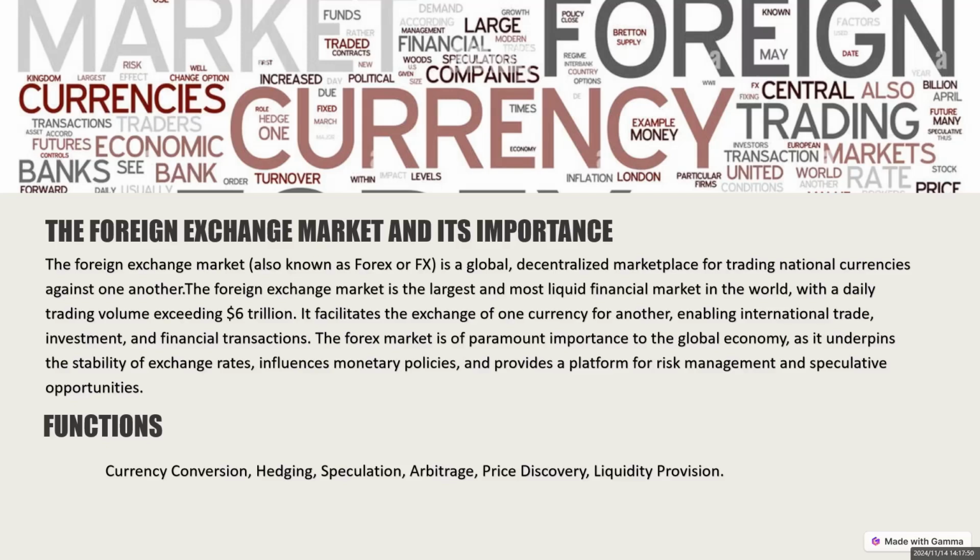The fourth function is arbitrage. The arbitrage function of the foreign exchange market takes advantage of the exchange rate differences between different markets to buy low and sell high for profit. The foreign exchange market also has a price discovery function. The price discovery function reflects the real market value of the currency through the relationship between supply and demand. The last function is to provide liquidity.